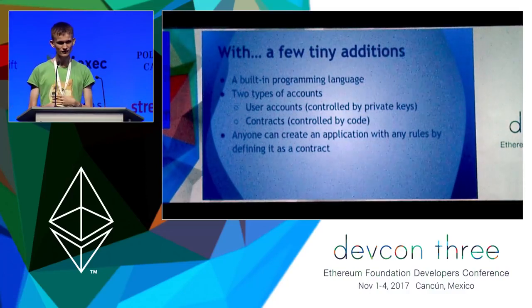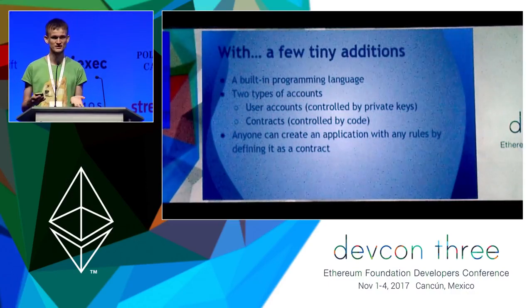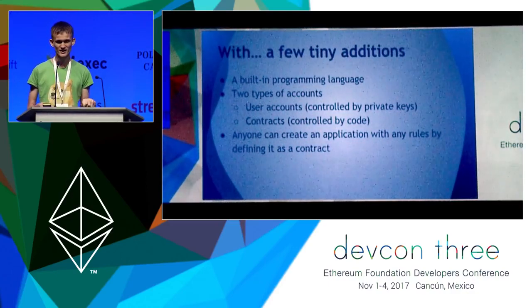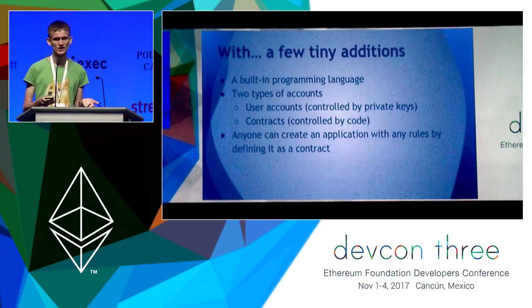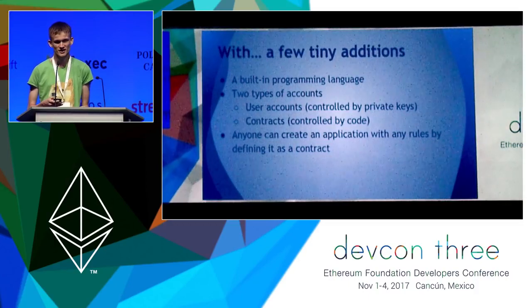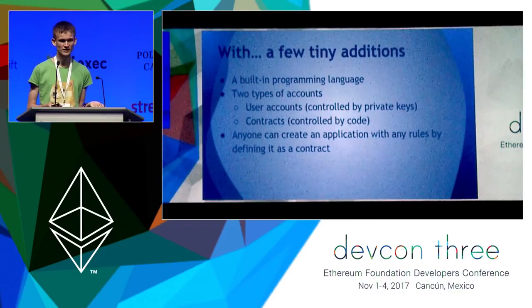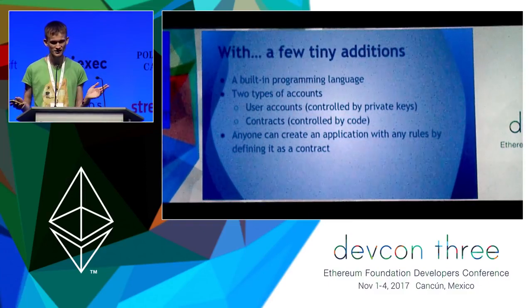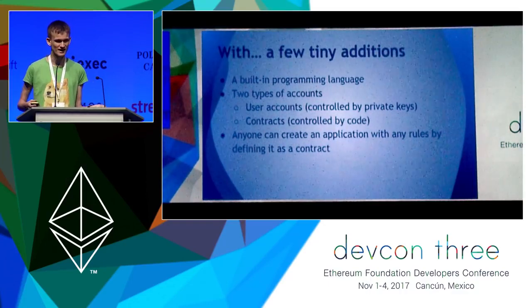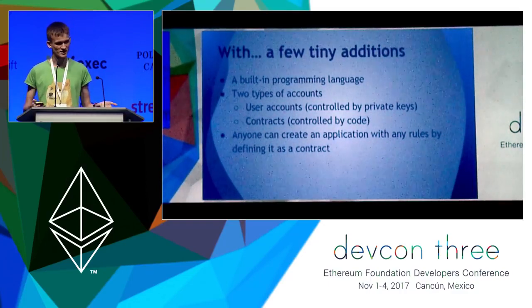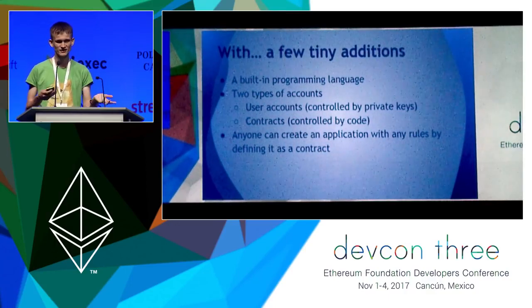Now, of course, these contracts can be used for many more things than just controlling digital assets. They can be used to represent the business logic of basically arbitrarily complex on-blockchain applications. So this includes things like ENS, the Ethereum Name System. This could be used to keep track of some kind of on-blockchain voting scheme. This could be used to keep track of various on-chain issuer-backed assets, and just lots of different use cases. So anyone can create an application with any rules basically just by defining it as a contract.